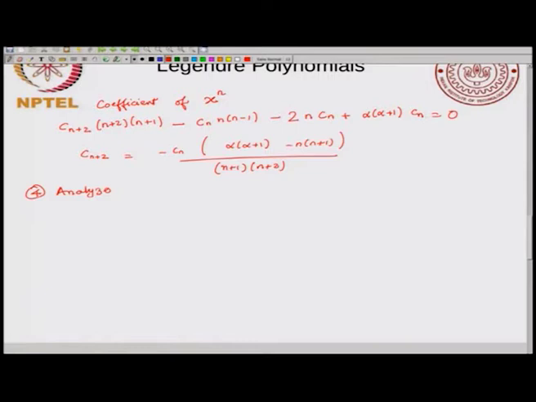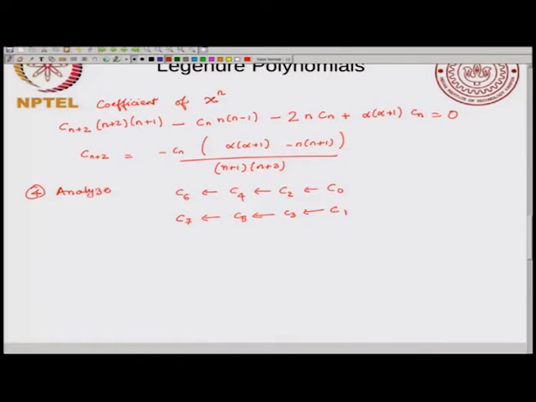What do we mean by analyze? What we notice is that from C0 you can calculate C2. C2 you can express in terms of C0, and C4 can be expressed in terms of C2. You can write C4 in terms of C2 using this general relation, and C6 in terms of C4, C4 in terms of C2, C2 in terms of C0. Similarly, you can go the other side. You can write C7 from C5, C5 from C3, and C3 from C1.